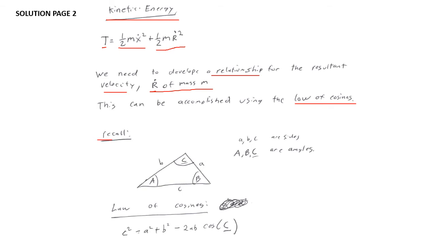If we recall the law of cosines, we have this relationship here. Here's our triangle, with angle A, angle B, and angle C right there, and we have side A, side B, and side C, just like this. The law of cosines tells us that c squared is equal to a squared plus b squared minus 2ab times the cosine of C.